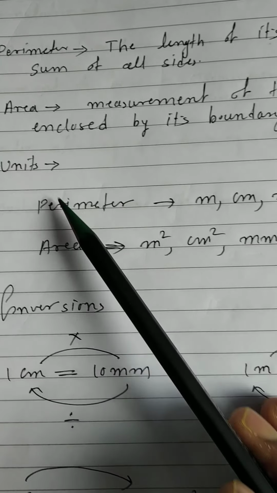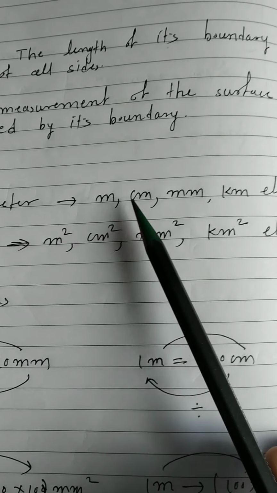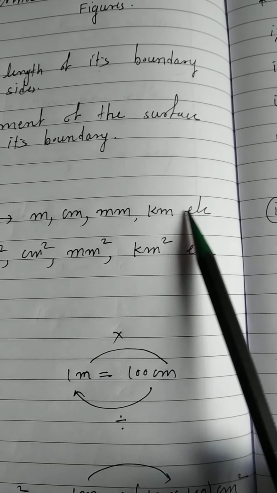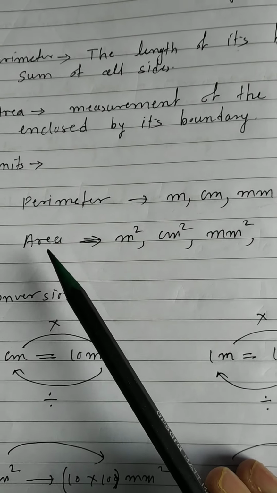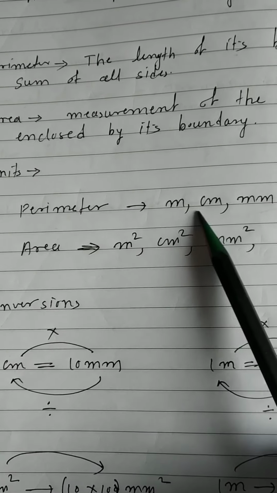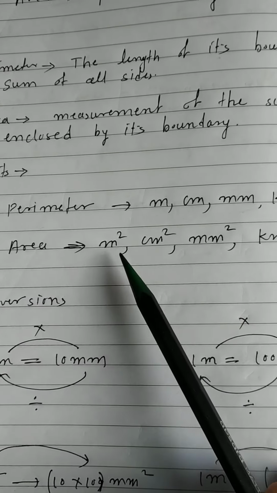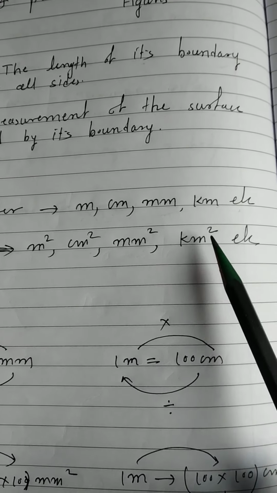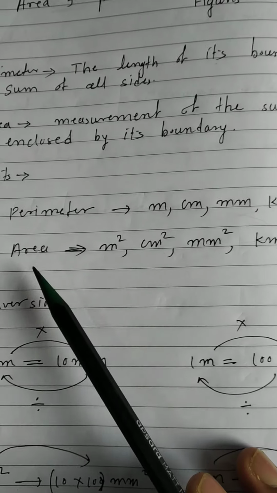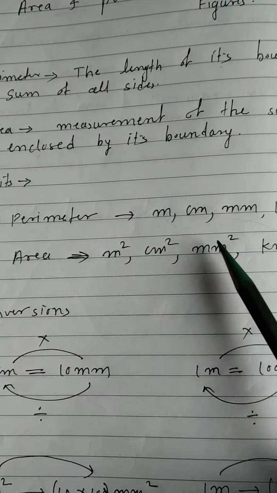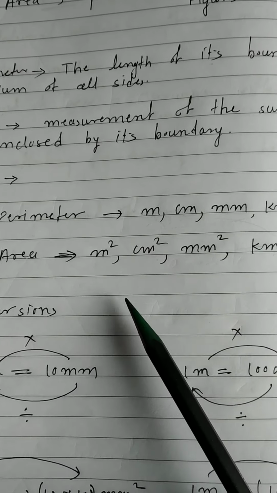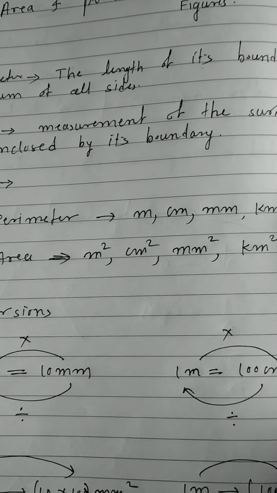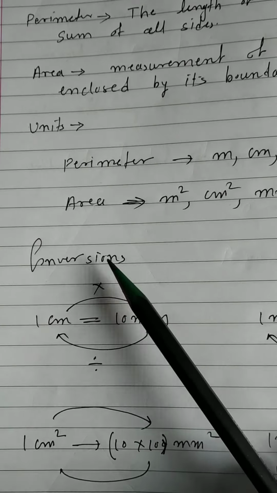Then go for units. The units of perimeter are meter, centimeter, mm, kilometer, etc., depending on what kind of length is provided. The unit of area is meter square, centimeter square, mm square, kilometer square. Why is it square? Because it's a two-dimensional figure. So length into breadth will be what? Meter into meter. Length will be measured in meter, breadth will also be measured in meter, so it will be meter into meter. That is meter square.